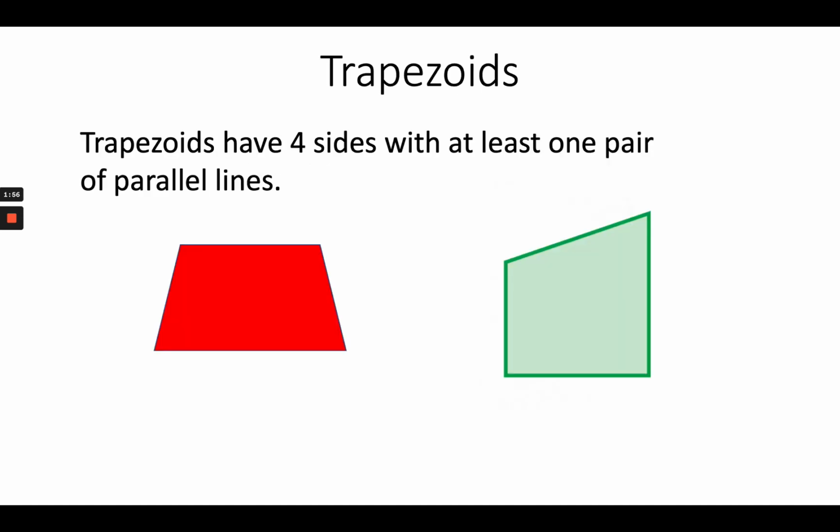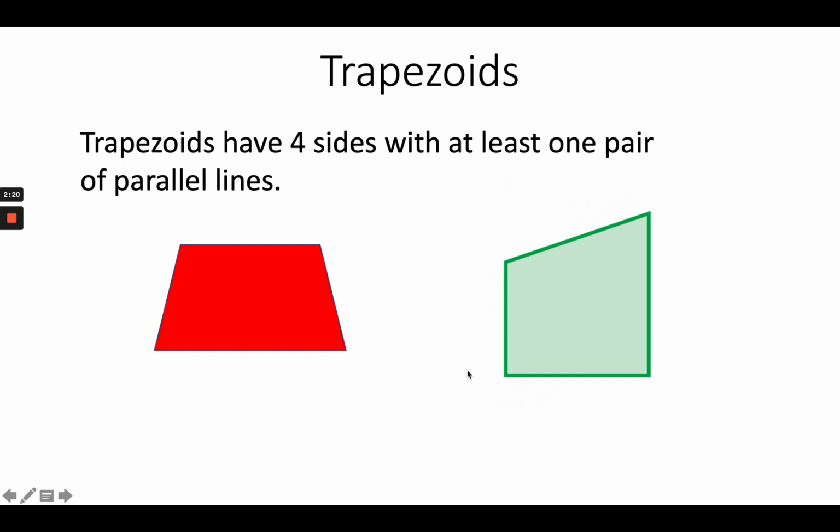And a trapezoid is one of the last shapes we're going to talk about. It has 4 sides with at least one pair of parallel lines. And what that means is this side right here is parallel with this side right here. Okay? If I were to extend or draw these lines out, they would never touch.